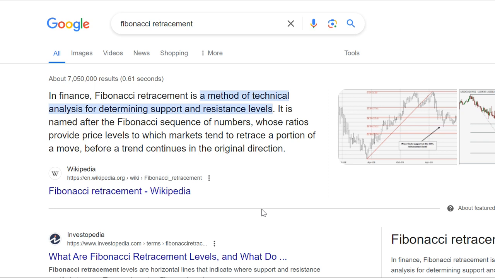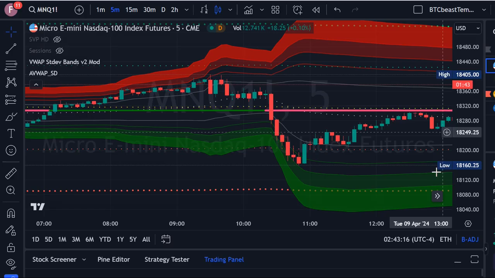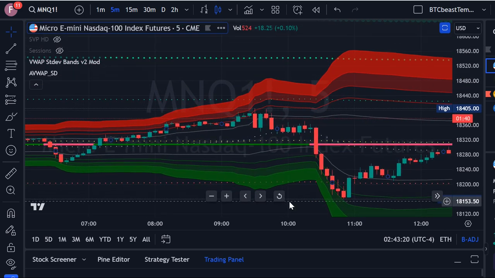Okay, and I just call them pullbacks. We keep it very simple, very basic. There's no need to come up with all these complicated terms and stuff. So let's go to the chart and I'll show you what I mean. Pullback. Look for a pullback.